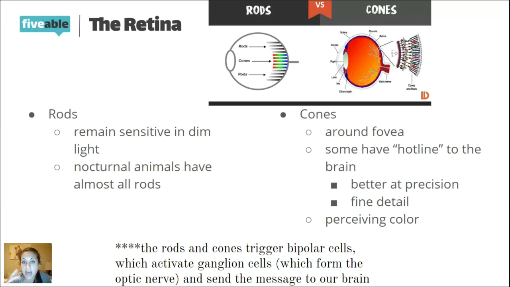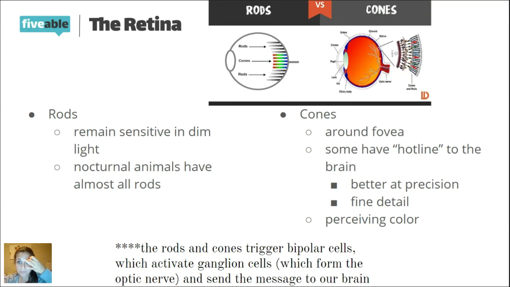And some even have like a hotline to the brain for really specific things like texture and stuff like that. So cones are what really give us our acute good vision, and rods give us a little bit more of the dark, just kind of survival type vision, I guess you could call it.